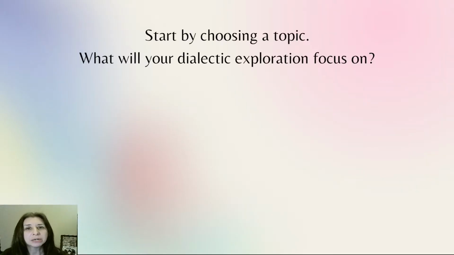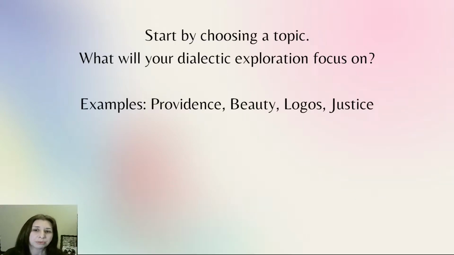So he tells us that we want to start by choosing a topic. Basically, you want to ask yourself what it is that you want to do a dialectic exploration on. So you may choose, for example, providence or beauty or logos or justice. Whatever you choose, it's a thing in itself that you're choosing. You're thinking about not just beauty in our physical world, but beauty itself. If it exists, then what follows from that? Or logos, if there really is logos in the universe, what follows from that?